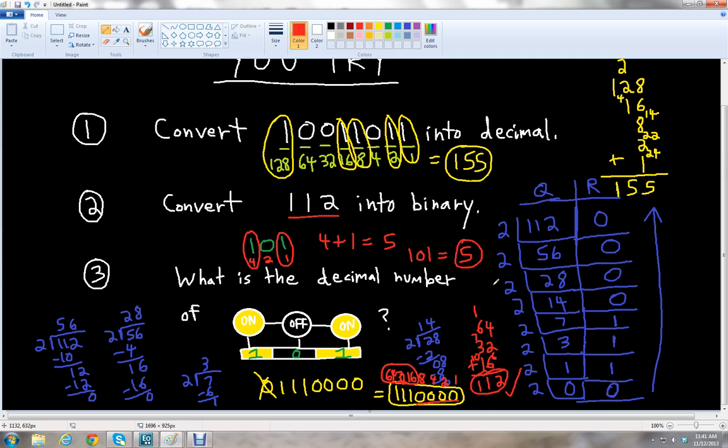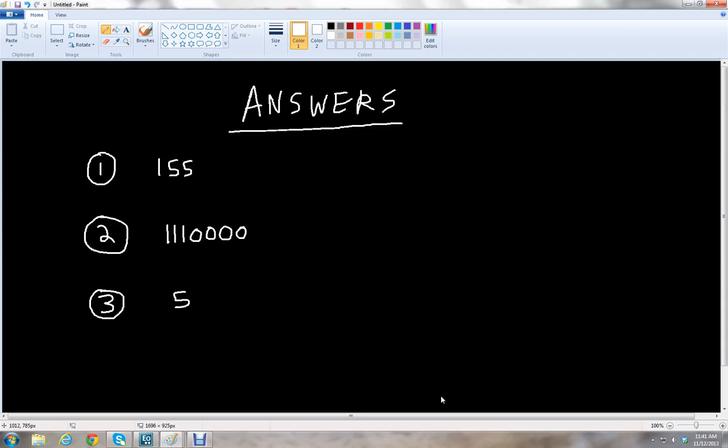Whew, so that was a lot of work, right? Especially on the second one, that took a lot more division. But let's see what our answer key tells us. So we got 155 for the first one, the 1, 1, 1, 0, 0, 0, 0 for the second one, and decimal number 5. So if you got those answers, well done, great job.